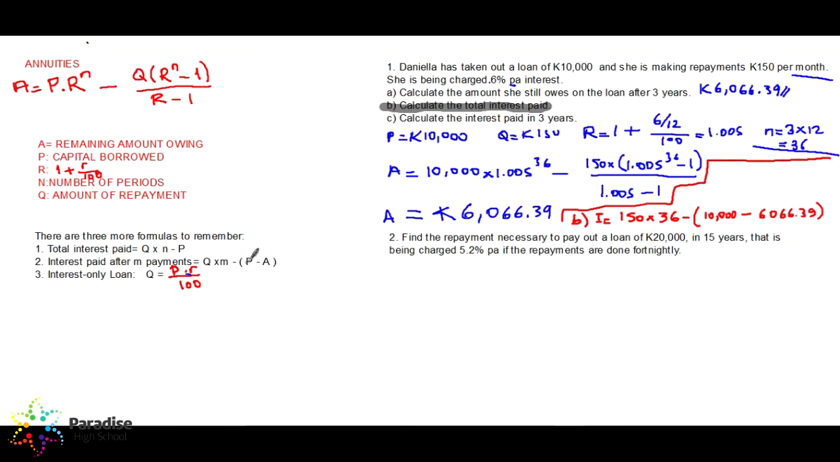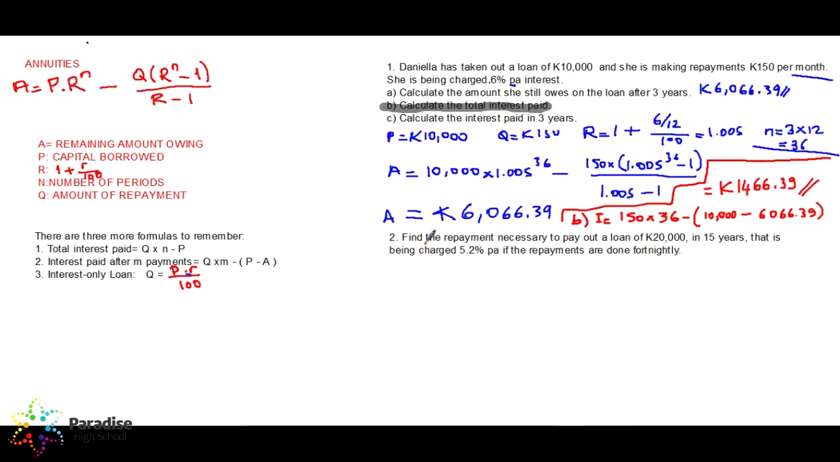We just used the formula here. So that is equal to, let's calculate, 150 times 36 minus, open the bracket, 10,000 minus 6,066.39, close the bracket. That's equal to, the total interest that you paid is 1,466.39 kina. So that's the answer.